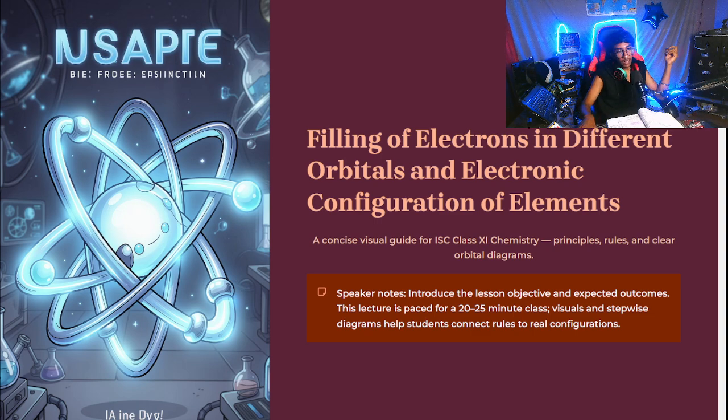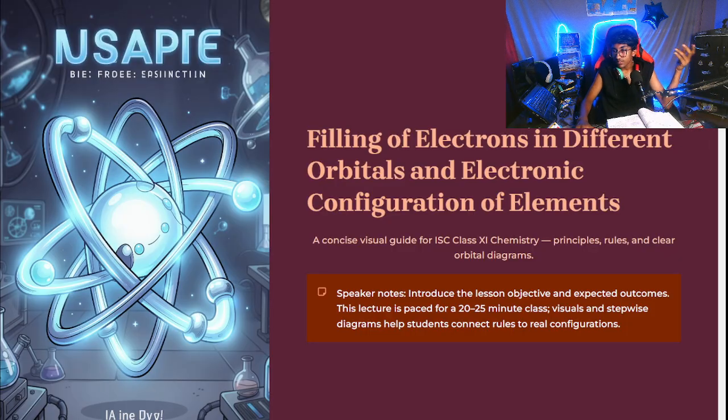Hello everyone, welcome back. In today's lecture, we are going to study one of the most important chapters in the structure of an atom, filling of electrons in different orbitals and electronic configuration of elements. Now, at first glance, this topic may seem like it's all about memorizing electronic configurations, but that's not true. At the end of the chapter, you'll understand why electrons occupy certain orbitals first, why some elements behave differently from others, and even why the periodic table is arranged the way it is. So instead of memorizing, let's understand the logic behind it.